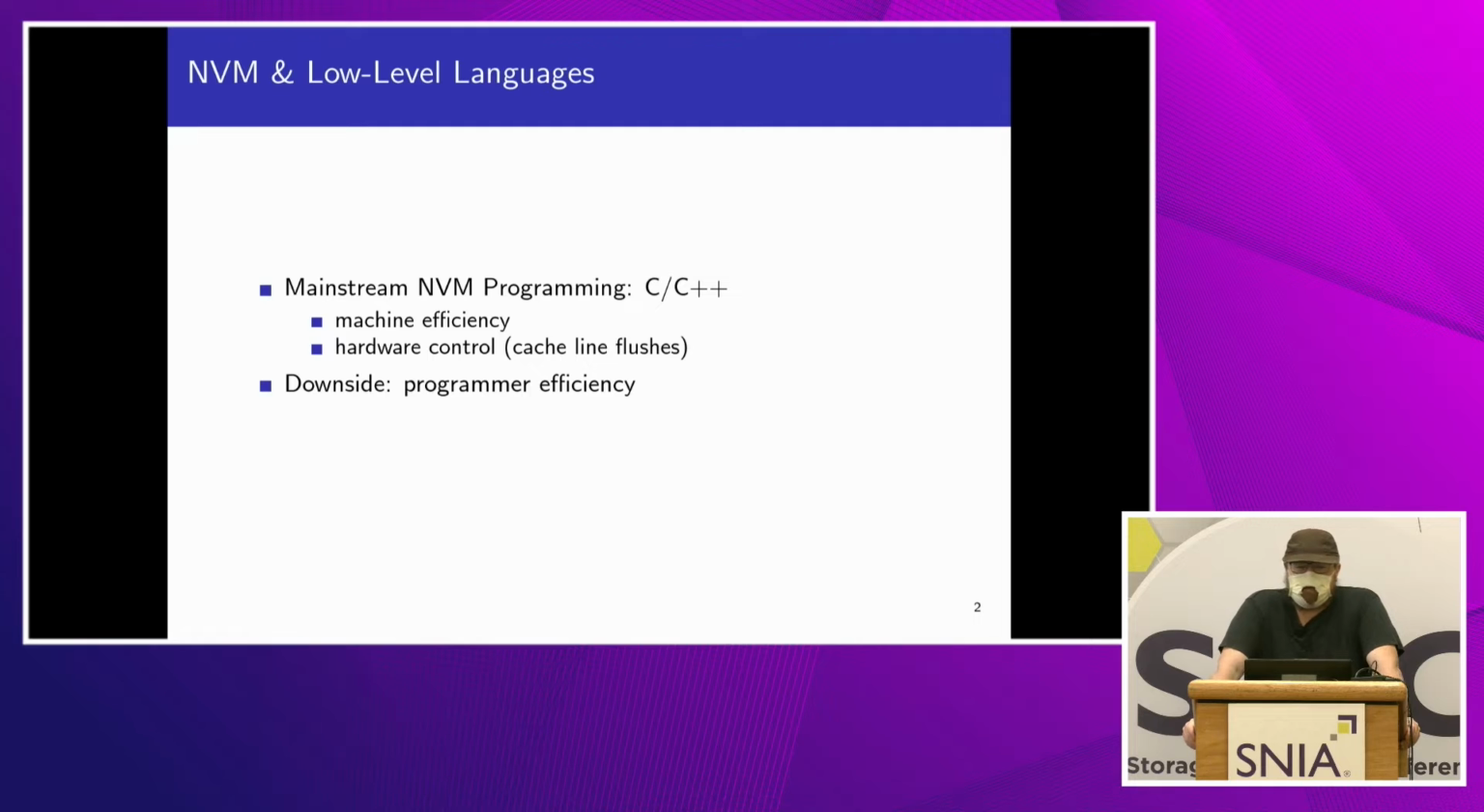So mainstream non-volatile memory programming has usually meant low-level languages like C and C++. These offer high machine efficiency and hardware control. For example, they make it easy to use special instructions such as cache line flush instructions that are required to fully exploit non-volatile memory hardware. Unfortunately, low-level languages aren't optimal for programmer efficiency and productivity.